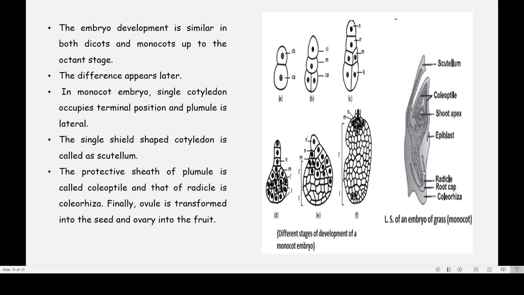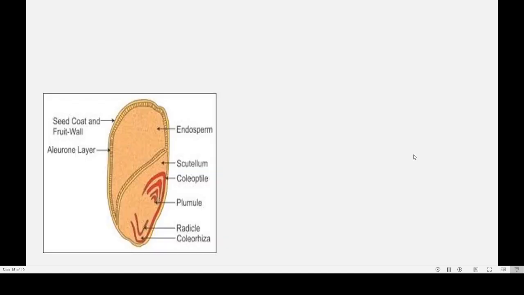Here you can see the presence of radicle, which also has a protective sheath known as coleorhiza, and this radicle is going to result in the root system of a plant. So scutellum is the cotyledon, single cotyledon. Plumule is going to result in a shoot and it has a protective sheath called coleoptile. Radicle is going to result in a root and it has a protective sheath known as coleorhiza. So this is the structure of the monocot embryo.